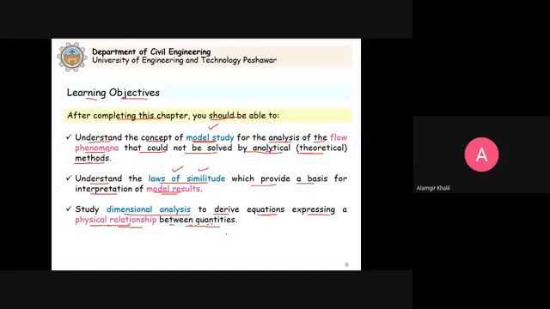So this dimension analysis is a very powerful technique. It helps us to develop a functional relationship between the variables involved in any phenomena. And also this is used in the design of experiments, because you can see here we have model studies. So how many experiments you need to conduct, this dimension analysis can also help in the design of experiments. So by the end of studying this chapter, you should be able to understand these basic concepts.